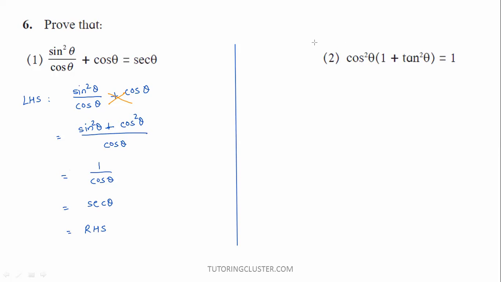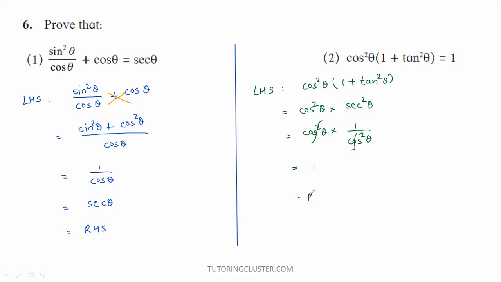See here, take the LHS. We have to prove that cos square theta in bracket 1 plus tan square theta is equal to 1. Take the LHS. So, cos square theta in bracket 1 plus tan square theta. Now, which is equal to cos square theta. What is 1 plus tan square theta? Sec square theta. Now, this is nothing but cos square theta into what is sec? 1 upon cos square theta. So you can cancel this out and it will be equal to 1, which is nothing but your RHS.